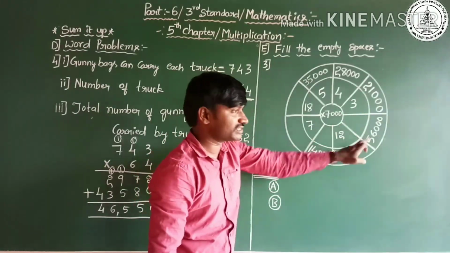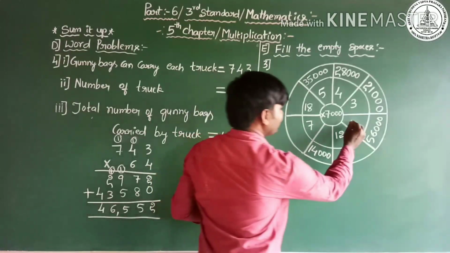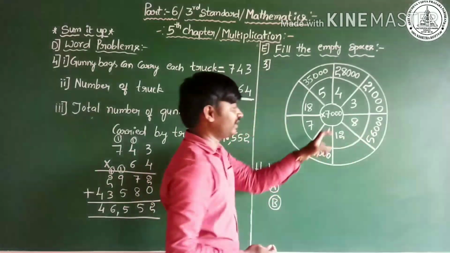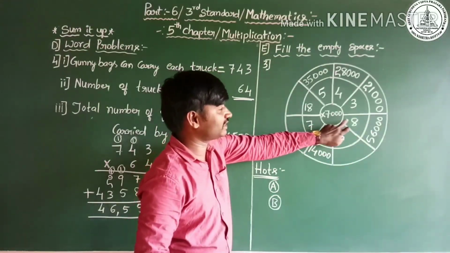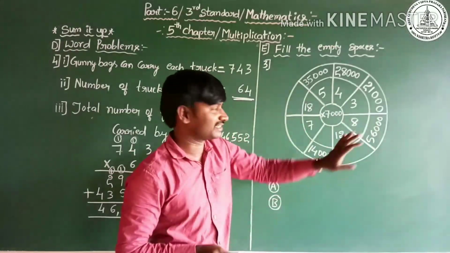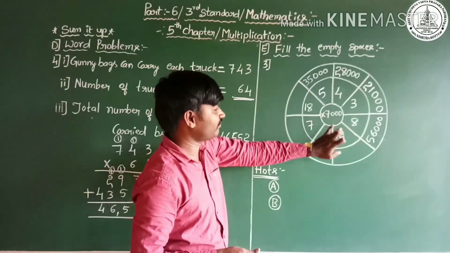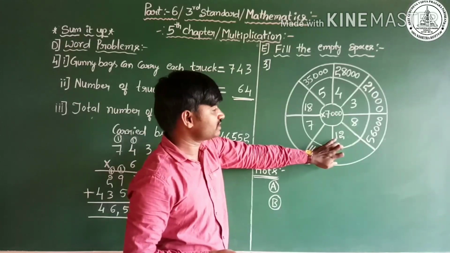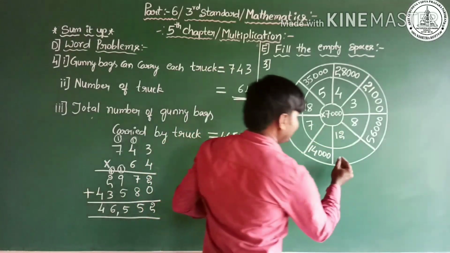7, how much is 56? 7 8s are 56. This means 7,000 8s are 56,000. That's clear dear student. Okay, the next 7 12s are, it means 12 7s are. 12 7s are 84.